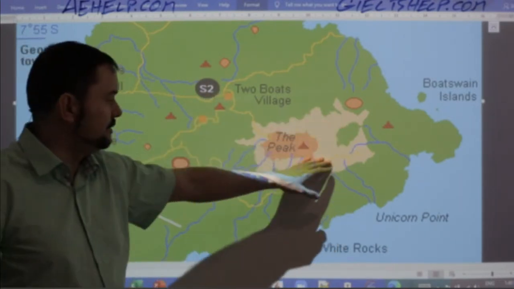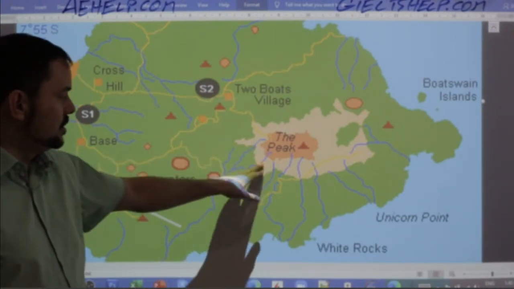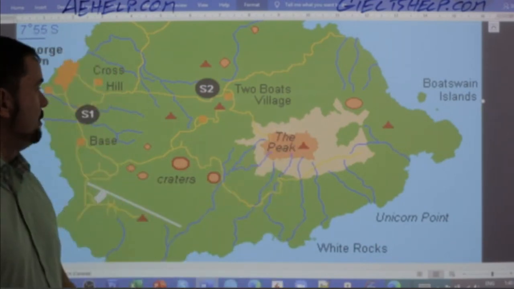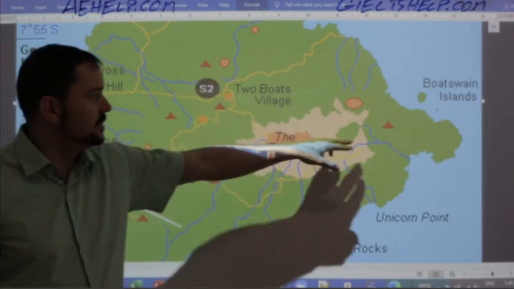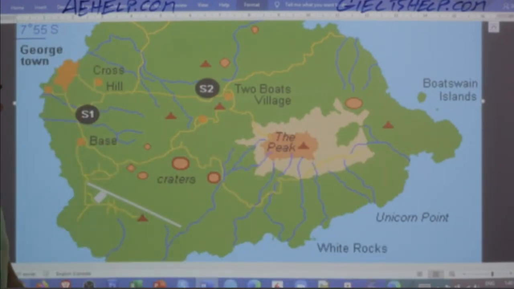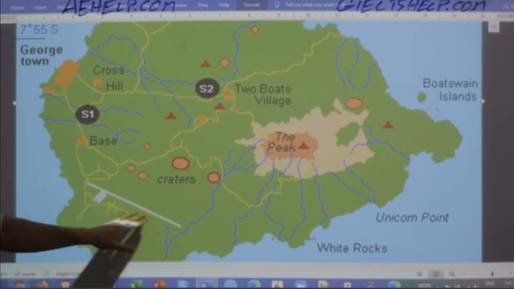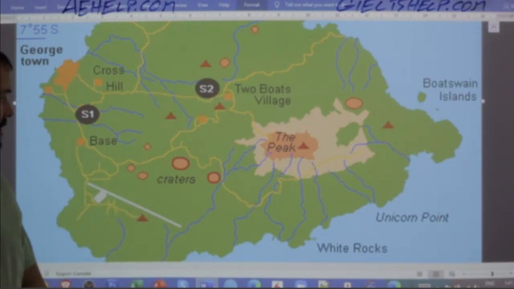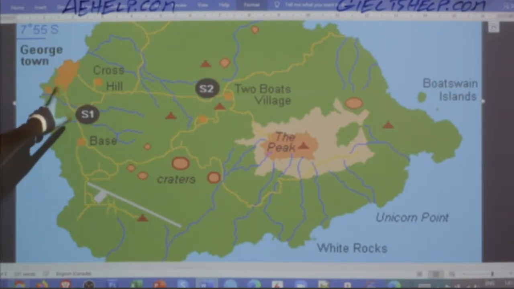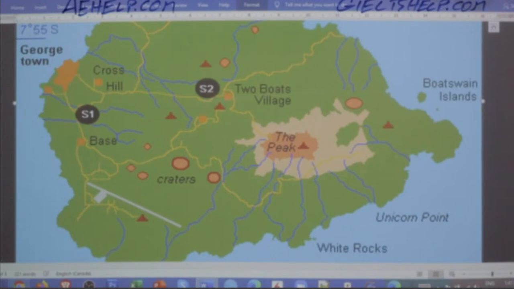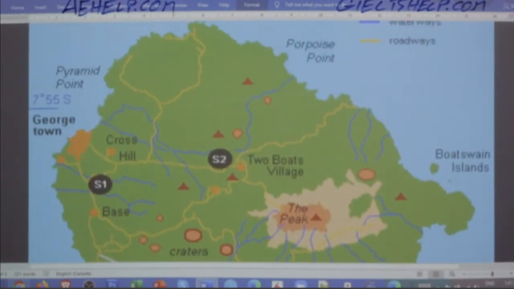Now we have an interesting feature here, which looks like a mountain. It's probably why it's got all these rivers flowing off of it, and there's even the peak, the top of this mountain. And then pay attention to these little red dots here, these animal habitats. Good. So we have a base here, we have Cross Hill here, and we have what looks like an airstrip or an airfield here. And we have Georgetown here, and we have Two Boats Village here. So this is a city, this is a town. Good. So I've observed all of that, and that will become very useful a little bit later on.